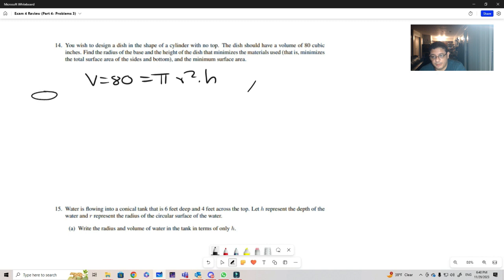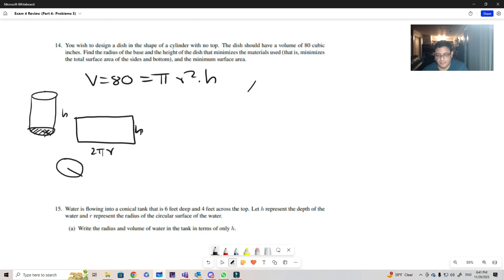So remember, every time that we're doing a cylinder, this is coming from a sheet, and the sheet has a length of 2 pi r, and this is the height. And so now this is the height here when we turn it around, and this is radius r. Now, because we don't have a top, we don't have to worry about having a lid, but we do have the bottom of the dish.